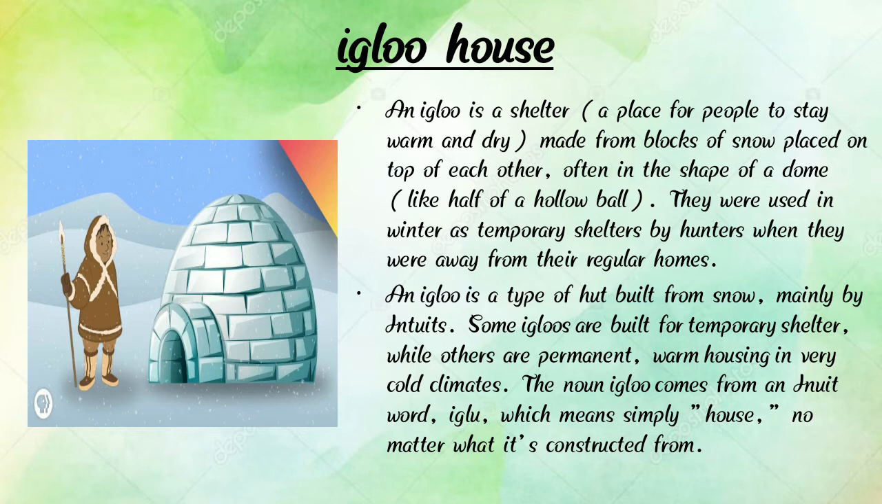Mostly we can find these types of houses in the snow. This type of house is a winter house, and this is an igloo. It is a shelter, a place for people to stay warm and dry. So children, you all understand about the igloo house.